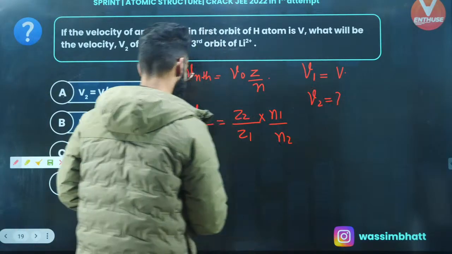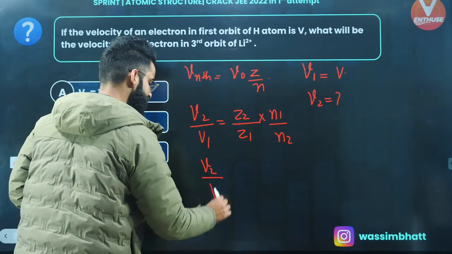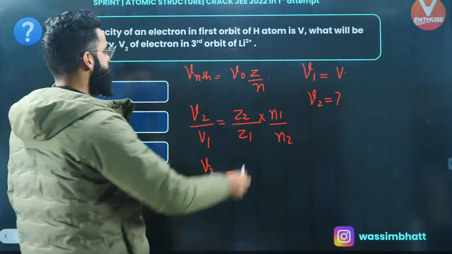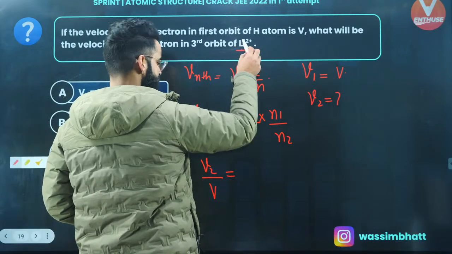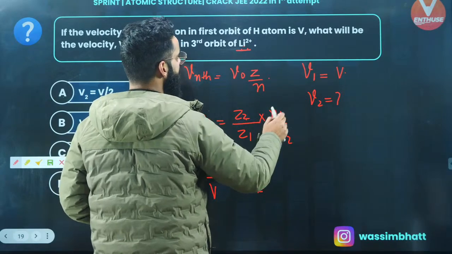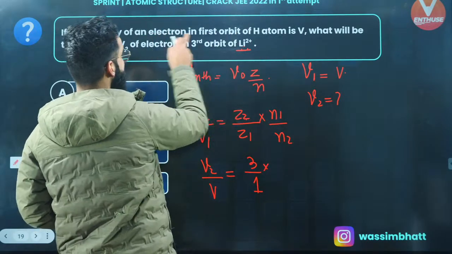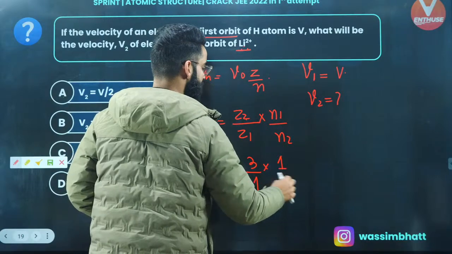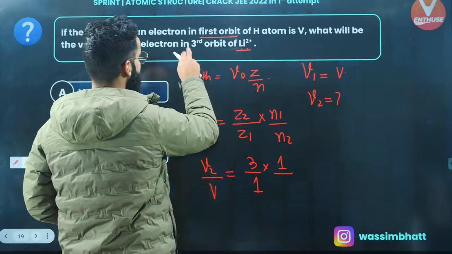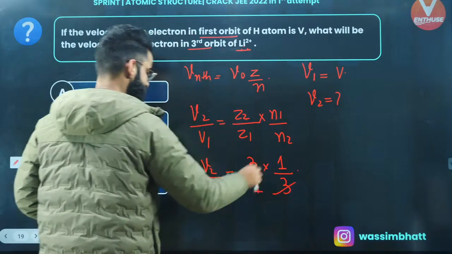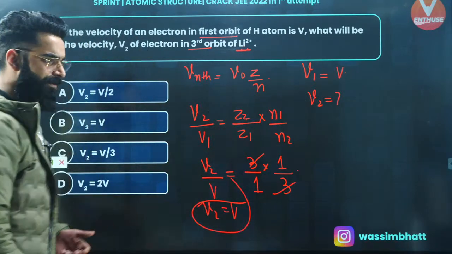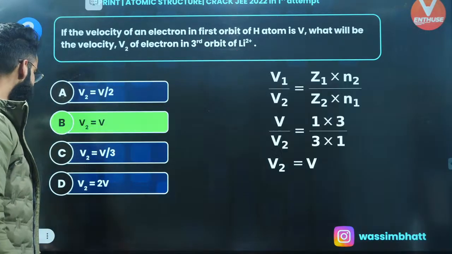v1 is equal to v, right? So it's basically v2 divided by v1. v1 is v, divided by, is equal to z2. Z2 is basically the atomic number of Li di-positive, that's 3, divided by Z1, the atomic number of hydrogen, that's 1, multiplied by N1. N1, the velocity of the electron in the first Bohr's orbit, N1 value is 1, and what about N2? What will be the velocity of the electron in the third Bohr's orbit? So N2 value is 3. 3 gets cancelled out. So V2 value is coming out to be simply V, right? That's all. Option B is the one which is correct, right?